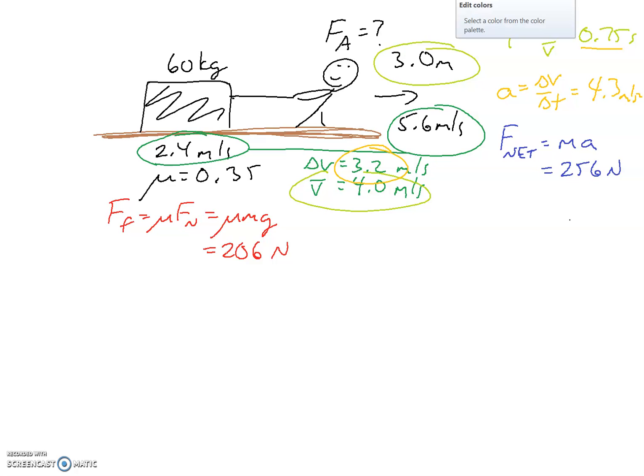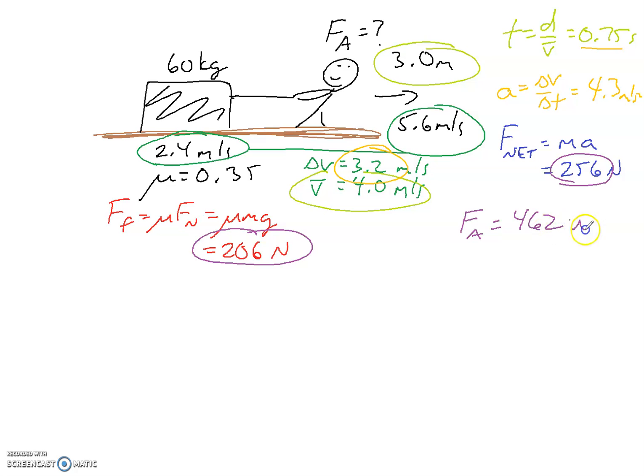So he's pulling the box. The first thing he needs to do is pull with 206 newtons just to cancel out friction, which he does. And then he's pulling with another 256 on top of that. That's what his net force is. That's what he's winning with. So if I put those two together and add them up, I can see that his applied force has to be 462 newtons. So he's pulling with 462.